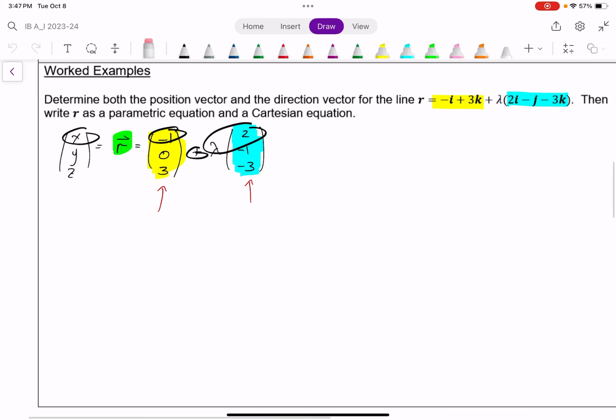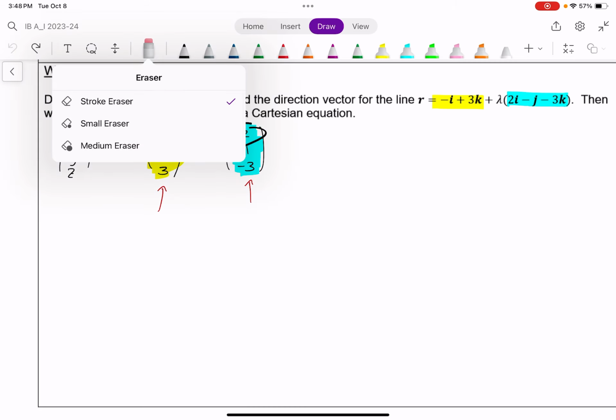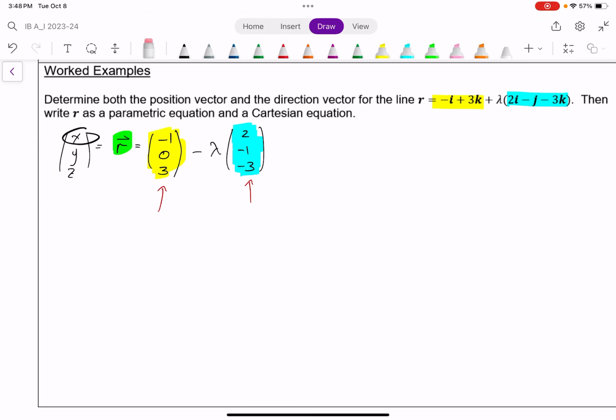Oh, it's not actually letting me go back. Why? Well, that's not very nice of you, OneNote. It's not letting me clean this up. All right, there we go.